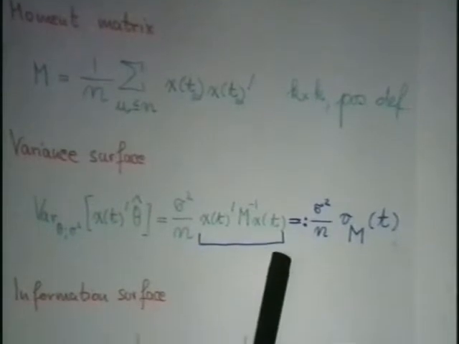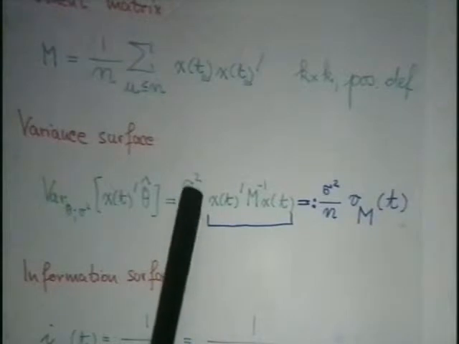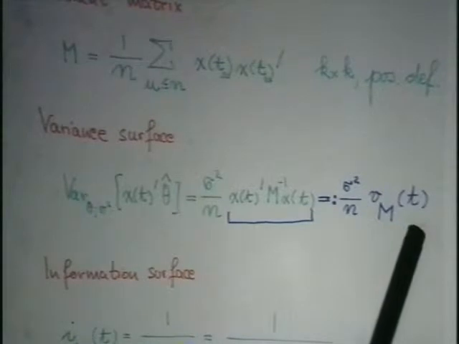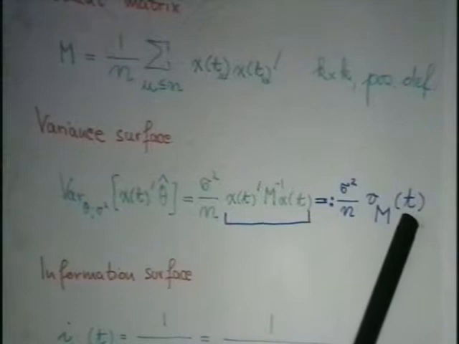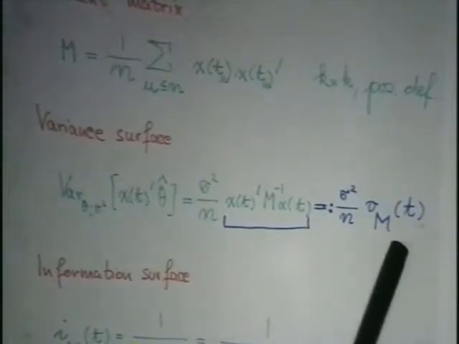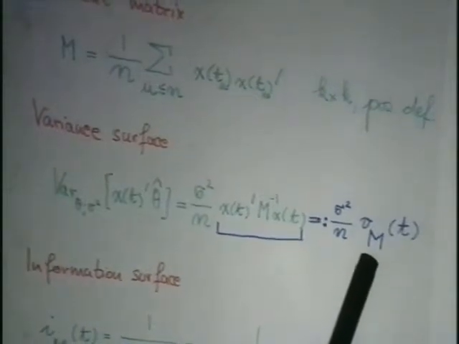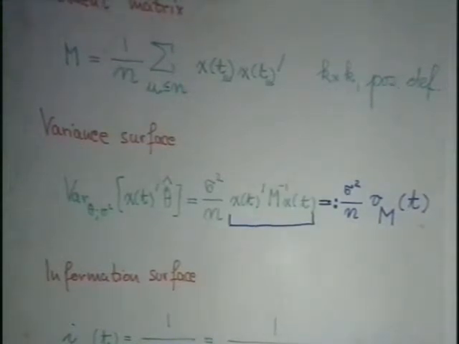Let me remind you, this would be the true response surface if we knew everything. We don't know the theta, so we estimate it, and then we get this as a variance of the estimator. And if we disregard this normalizing quantity up front here, we obtain what I'm going to call the variance surface or the variance function. Depending on the experimental conditions T, and depending on the model which we choose and which goes into the moment matrix, we obtain this quadratic form that we are going to investigate.